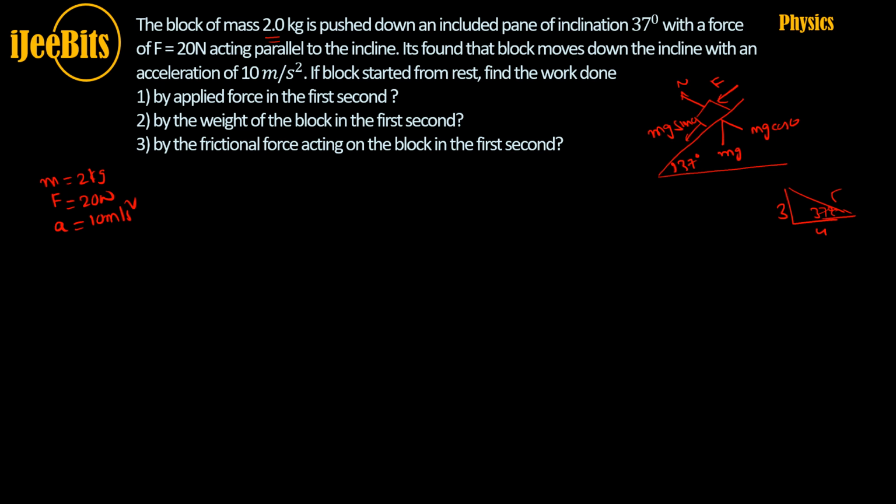So first, work done, what is it? How to calculate work done? First problem. W is equal to F·s, F into S cos theta. All we require is that S needs to be calculated first. How do you calculate S? S equals ut plus half at square, the formula you have to use.